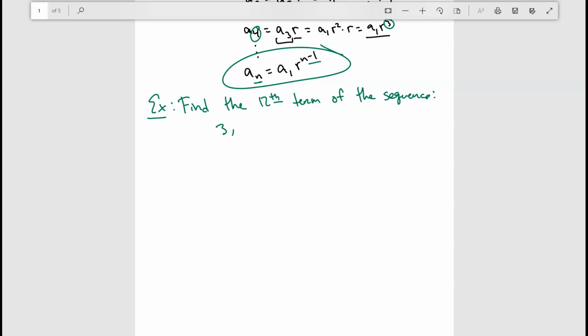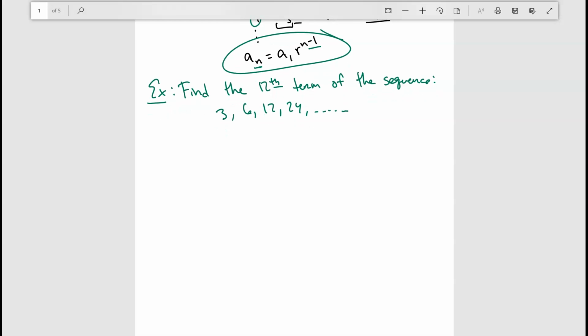So here I'm going to have 3, 6, 12, 24, and you want to find the 12th term. Okay, so the first thing that you want to do is let's first use the formula: a_n equals a_1 r to the n minus 1. So a_1 in this case is going to be equal to 3 because that's the first term. The common ratio, r, is going to be the second term divided by the first term.